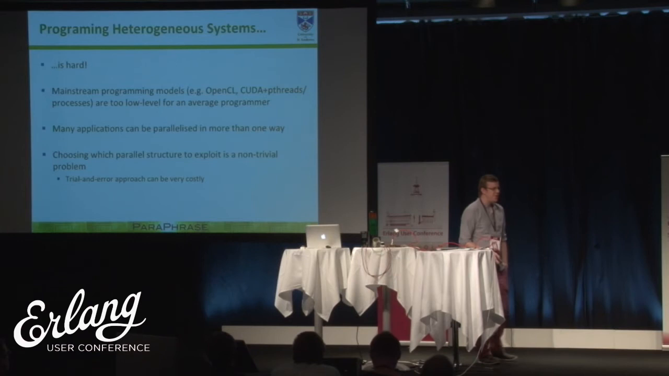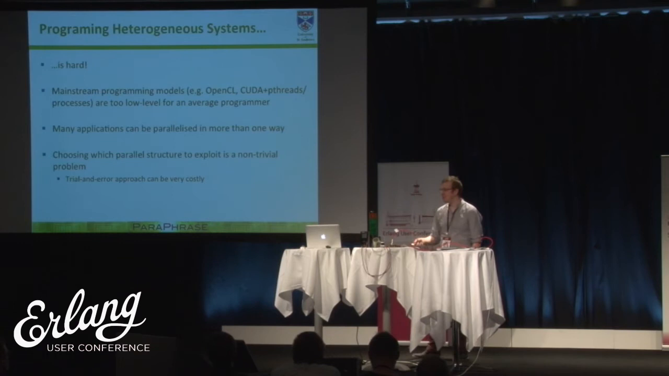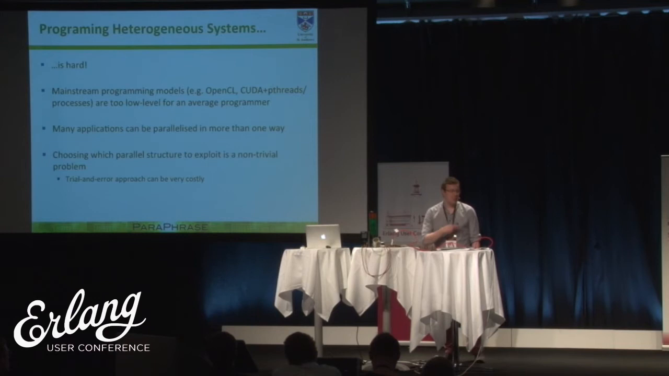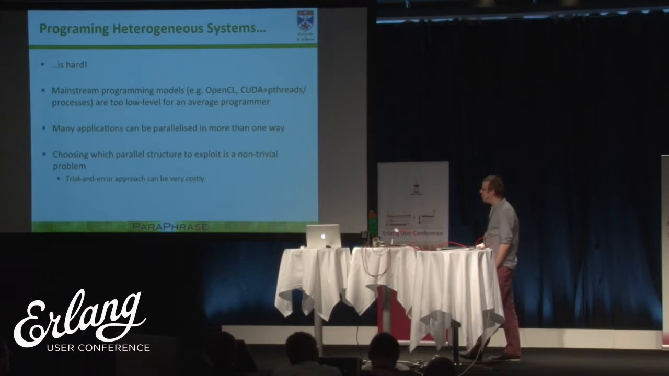So you spend days, weeks, months writing these incredibly low-level OpenCL or whatever applications, and then you find out there's a better way to parallelize it. You have to completely rewrite the thing from scratch. It takes another 3 years or whatever. And choosing which of these parallelizations to use or to exploit is incredibly non-trivial. Doing it by trial and error, just trying the different parallelizations in turn until you find the best one, is going to take you forever. It's a very costly technique.